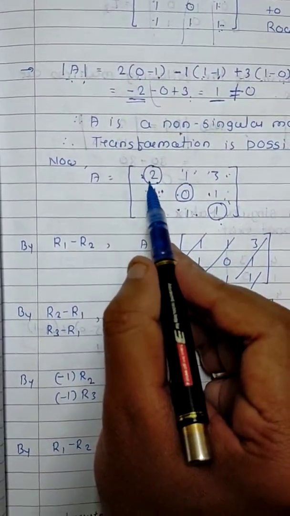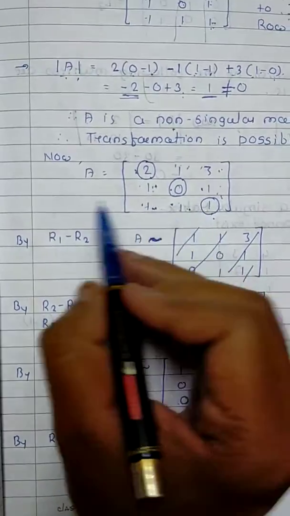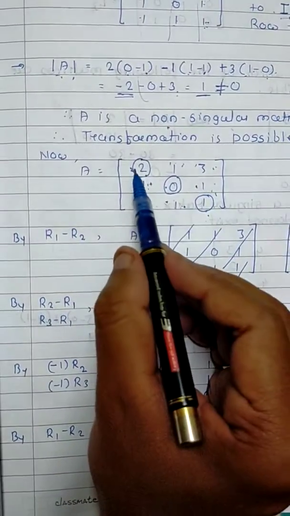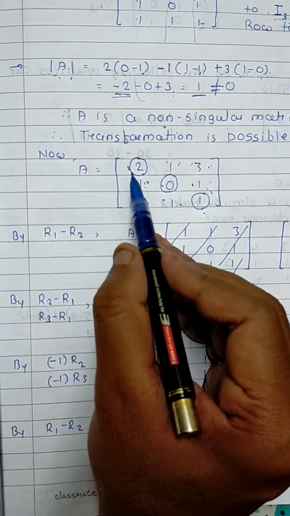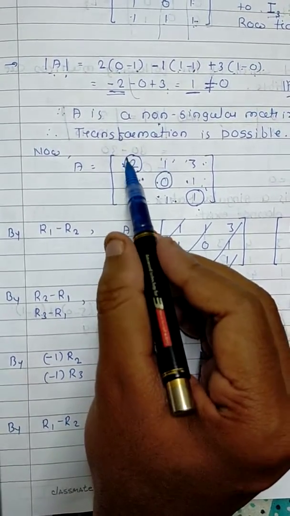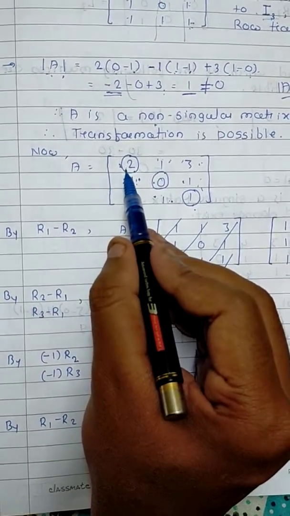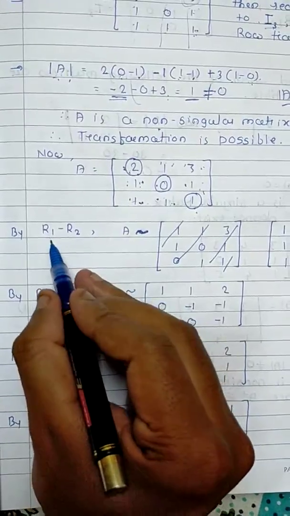इसको हमें 1 बनाना है. We are having row transformations, row operations are available. So this 2 and 1 we are having, so we can subtract this 1 from 2. 2 minus 1 is 1, तो ये 1 बन जाएगा.